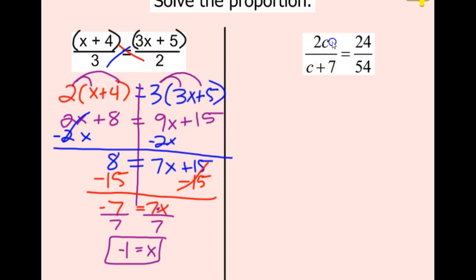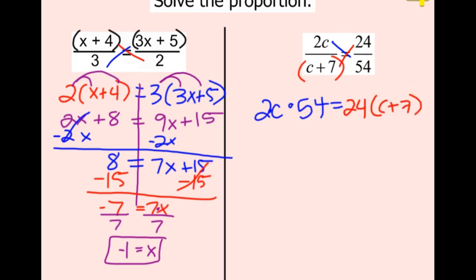On the other side, we have 2c times 54. There's no adding or subtracting there, this is all multiplication. Set equal to the other side, which is 24 times c plus 7. So let's multiply this out. 54 times 2 is going to give us 108c. And over here, 24 times c is 24c.